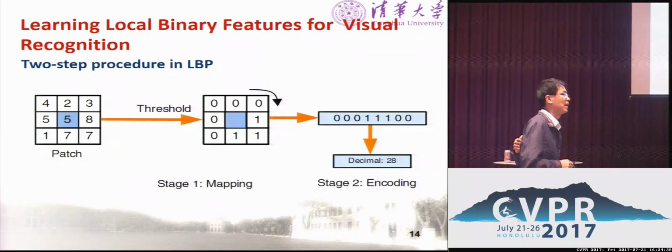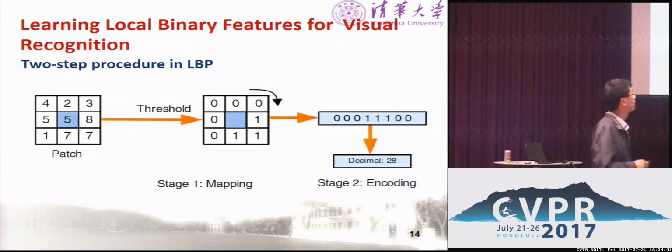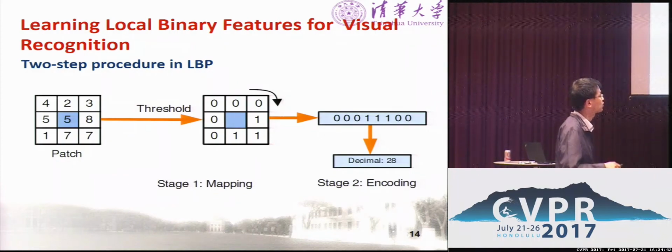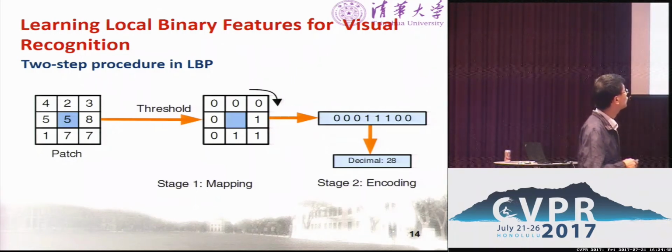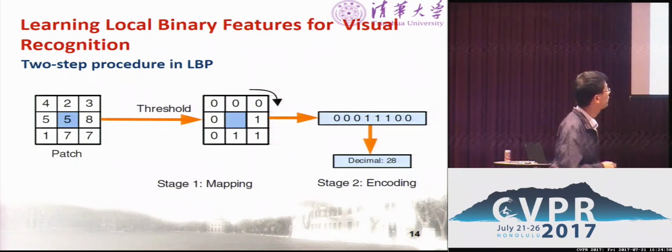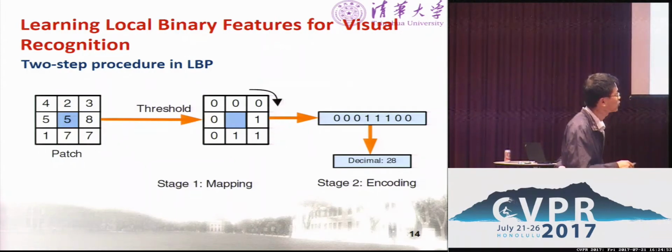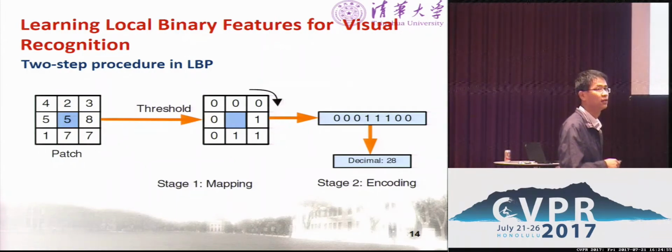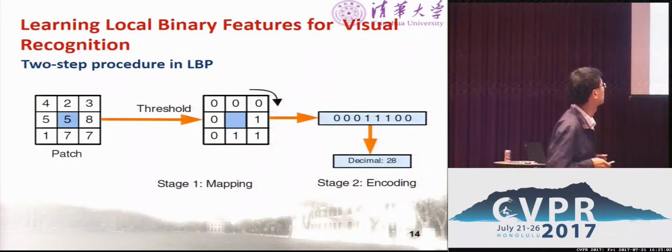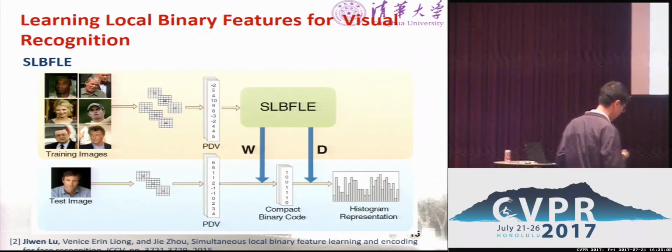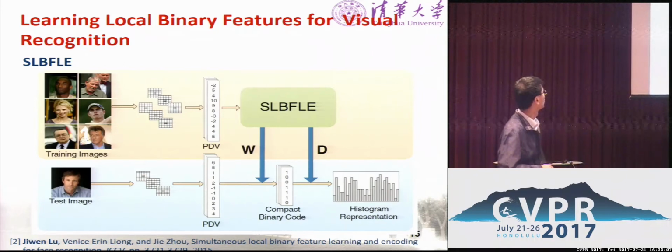So we want to improve this limitation. Why? Because this stage and this stage are performed individually. That's to say, some useful information which may be powerful for feature encoding will be lost in this part. So what we want to emphasize is to make this stage and this stage be conducted together. That's the reason why we proposed a method called simultaneous local binary feature learning and encoding. This paper is published in ICCV 2015.